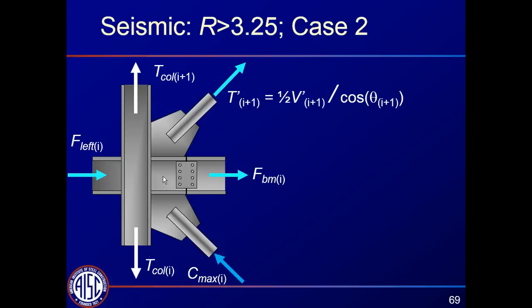These really should be yellow arrows. I'm sorry about that. I was very careful about my color coding, but I got it wrong on this one. So these should be yellow arrows here because they're from the diaphragm force.